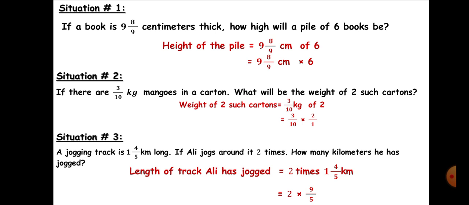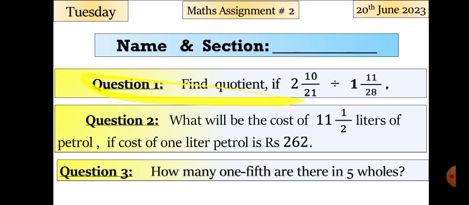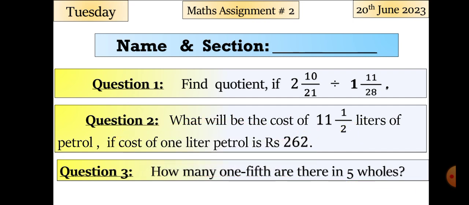Situation 3, a jogging track is 1 whole 4 over 5 kilometers long. If Ali jogs around it 2 times, how many kilometers has he jogged? Length Ali has jogged equals 2 times 1 whole 4 over 5 kilometers, so you multiply, and 2 is put over 1, and then you have to do the multiplication. So here you can see these are very easy questions. You can do them and become very clear about the concept.